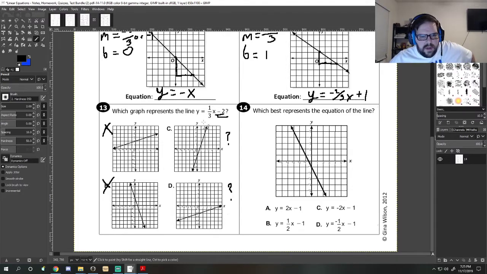So now I'm looking at my slope. It has to rise 1 and run 3. So I'm going to start with D down here, and I'm going to rise 1 and run 3. And that brings me to the next point. I'm going to double check with C. So D so far looks like the winner, but I'm going to double check and make sure that C is not right. So I rise 1 and I run 3, and that is not going to be the same point. So C is not the right answer. So it has to be D.